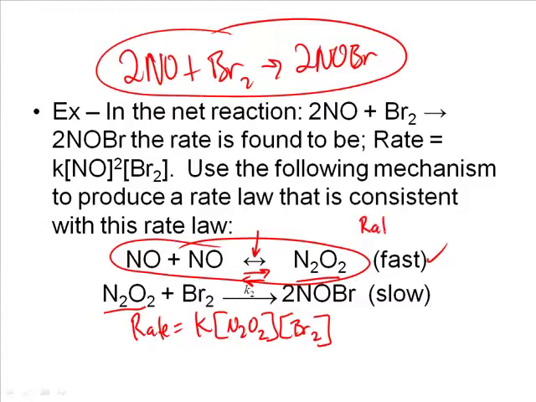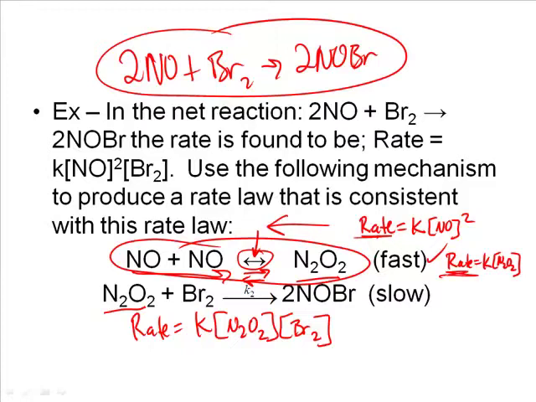So we're going to write the forward reaction as the rate is equal to K times NO squared. Okay, that's for the forward reaction. For the reverse reaction, which is basically N2O2 going back into NO and NO, the rate equals K times N2O2. Now, what we just said is that we're at equilibrium, which means the rate of the forward reaction and the rate of the reverse reaction are equal to each other.